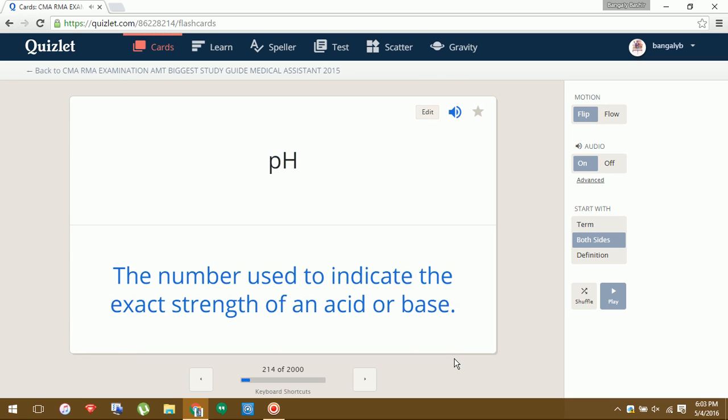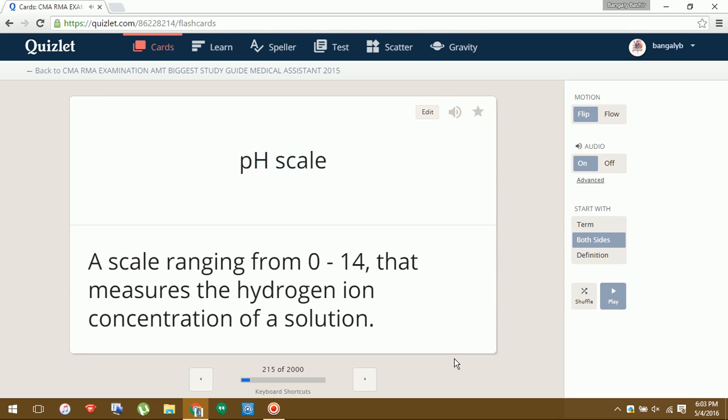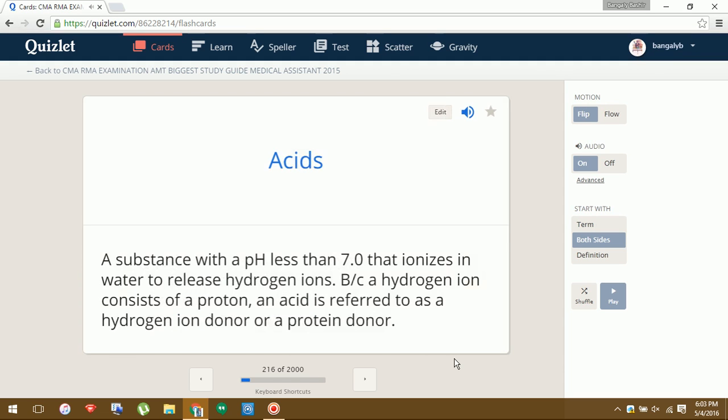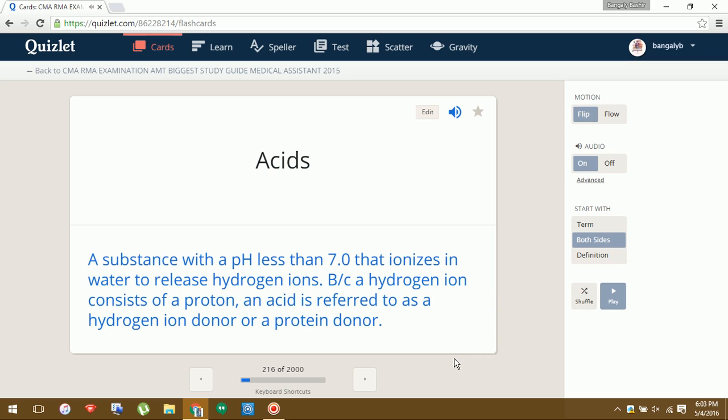pH. The number used to indicate the exact strength of an acid or base. pH scale. A scale ranging from 0 to 14 that measures the hydrogen ion concentration of a solution. Acids. A substance with a pH less than 7.0 that ionizes in water to release hydrogen ions. A hydrogen ion consists of a proton. An acid is referred to as a hydrogen ion donor or a proton donor.